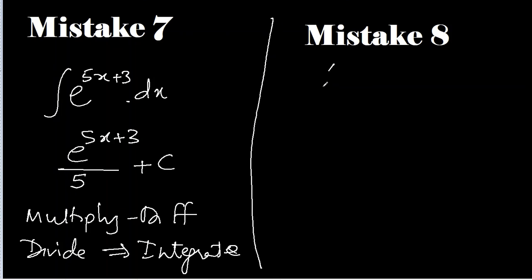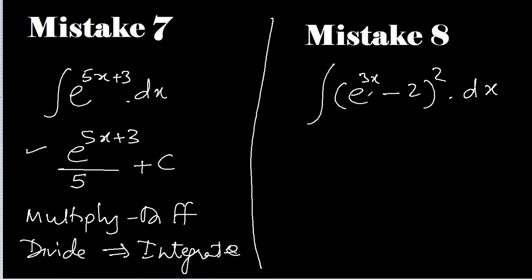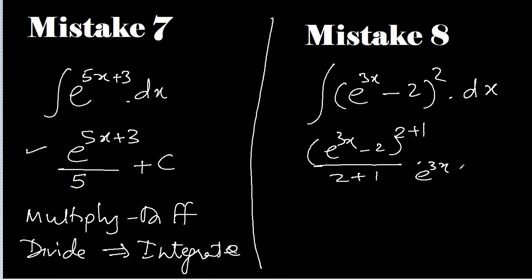Mistake number 8 is also about integration of exponentials. Suppose I have e to the power 3x minus 2, squared, dx. Alright, I want to integrate this one. Since e to the power 3x is easy to integrate like this, people just do this: e to the power 3x minus 2, power 2 plus 1 over 2 plus 1, and divide by the differentiation of what is here, which is e to the power 3x over 3, right, plus c.